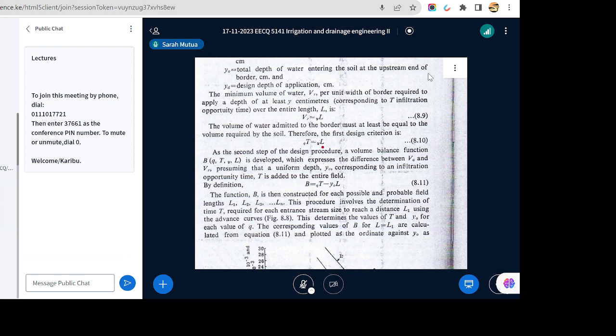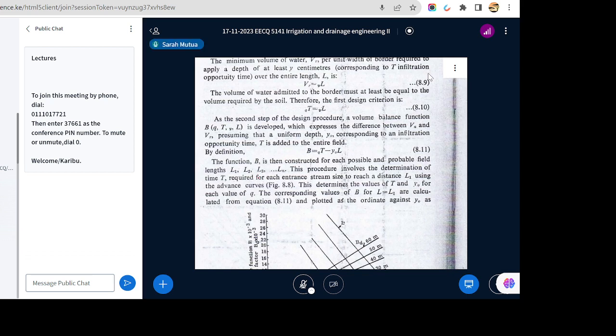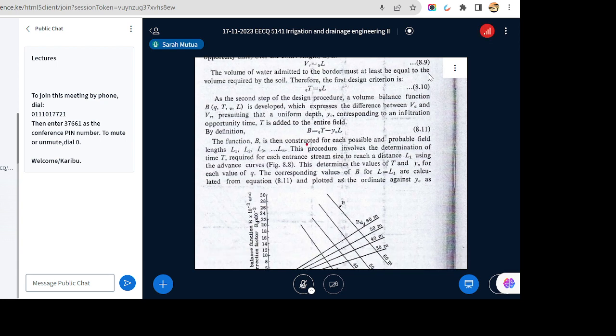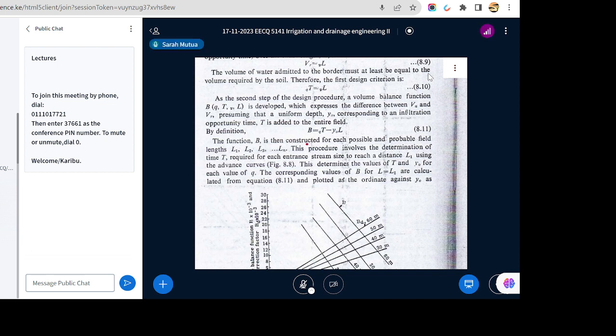Of course, I think I have already explained that. I had explained that just before in that image. I said the infiltrated water must be equal to the water required to replenish the root zone, and that is what we have here, just equating the two. Because this is basically a continuity equation. Secondly, you can calculate a volume balance function. Again, it is a different form of a continuity equation.